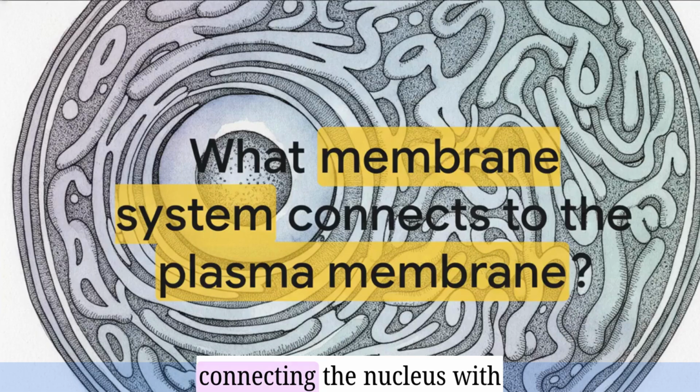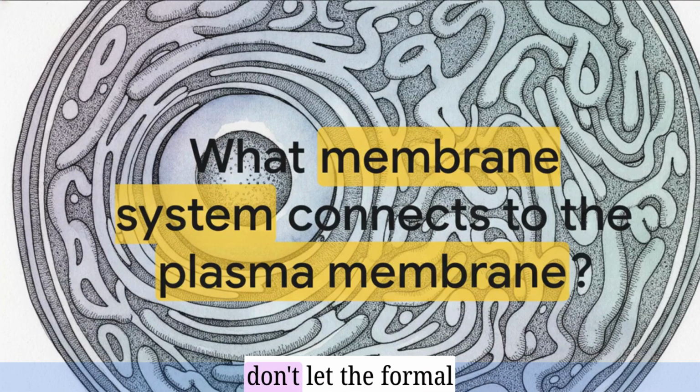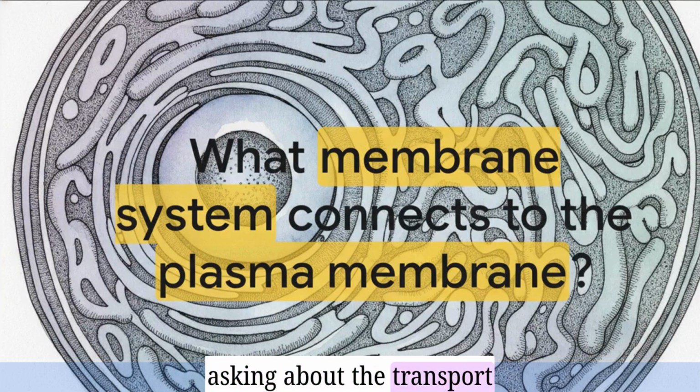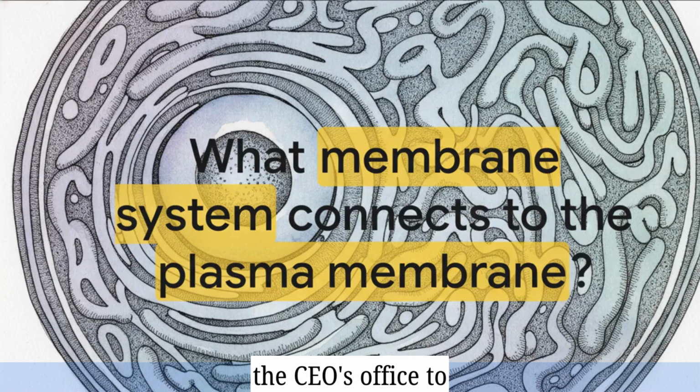Oh, here is another classic trick question you might see. Name the membrane system connecting the nucleus with the plasma membrane. Seriously, don't let the formal phrasing confuse you. They are literally just asking about the transport network connecting the CEO's office to the outer factory walls. You instantly know that's the endoplasmic reticulum.